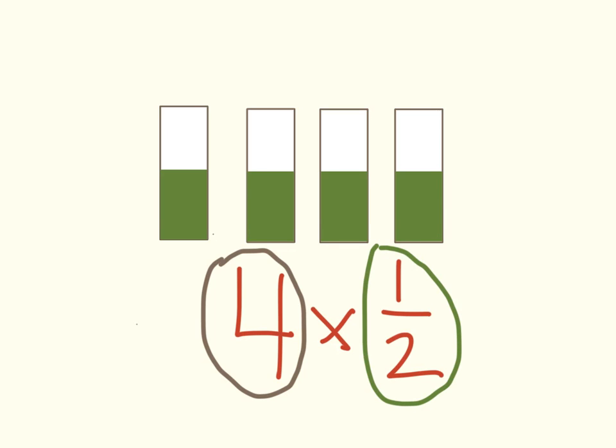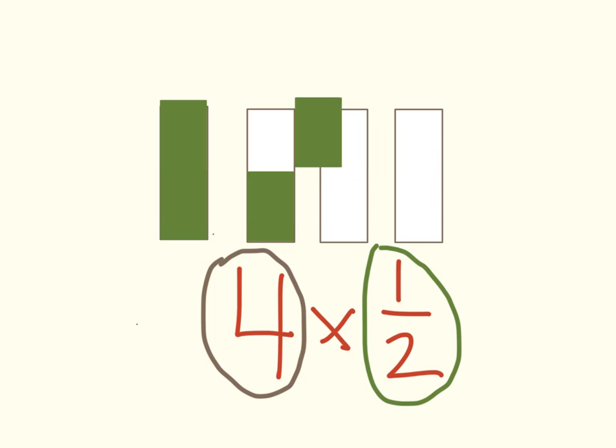So if you look at the visual model we have here, we have 4 wholes, but half of each whole is shaded. We have 4 groups with 1/2 in each group. So I can rearrange these halves. So I've rearranged these halves, and now that I see 4 times 1/2, or 4 groups with 1/2 in each group, is equal to 2.